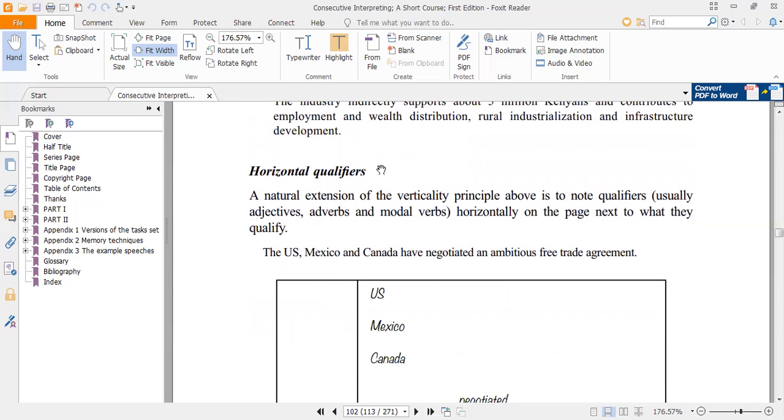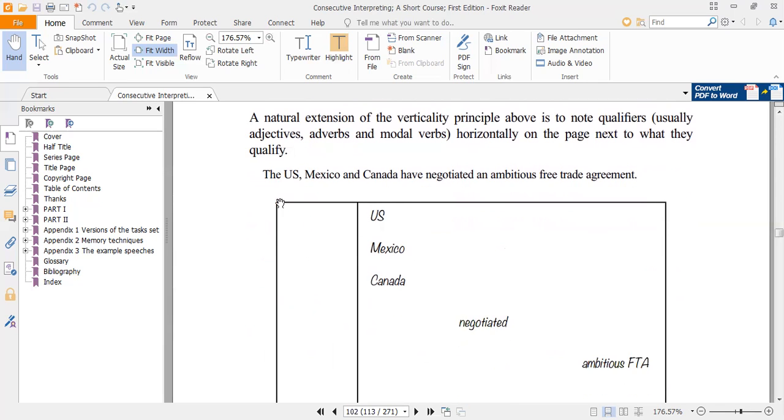Now, horizontal qualifiers. By horizontal qualifiers we mean the adjectives, adverbs, modal verbs, and so forth. If we have an adjective, for example, where can we write it? We can take it as a note before the object if it is combined with the object. If it is combined with the verb, we write it beside the verb, or if it is combined with the subject, we write it before the subject.